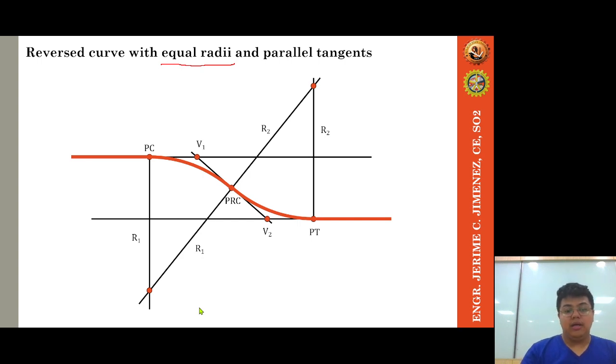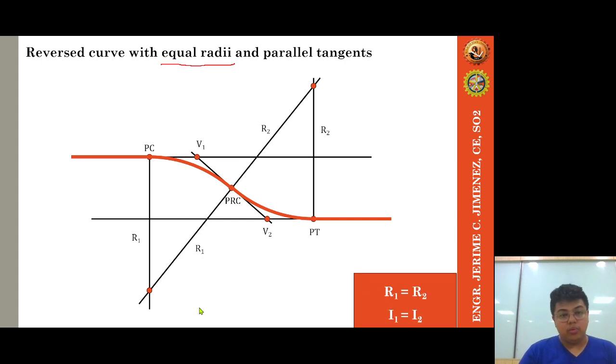And take note that R sub 1 is equal to R sub 2. As we said in type 1, their radii are equal. Okay? And also, I sub 1 is equal to I sub 2, or all the central angles are equal. Okay? So, why is that? Take note that the reverse curve in type 1 has parallel tangents. Okay? When the tangents are parallel, their central angles are always equal.